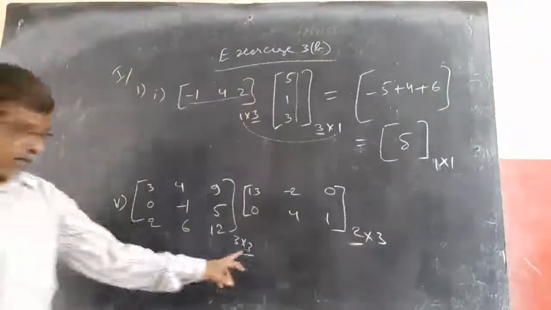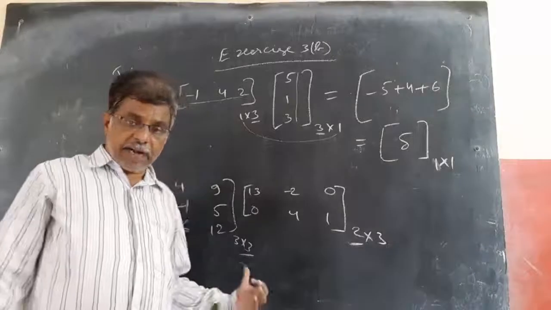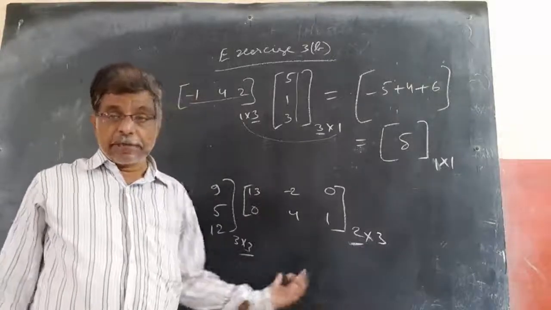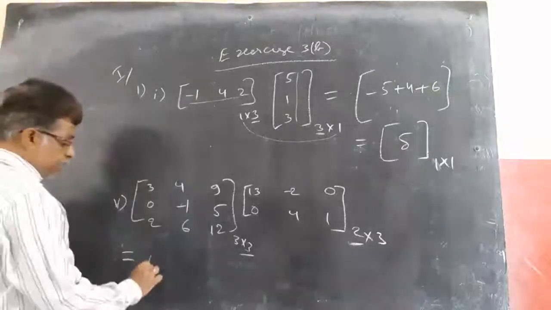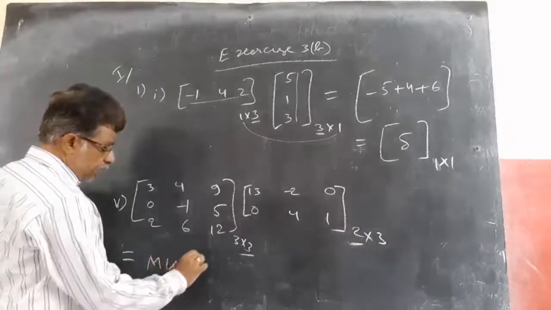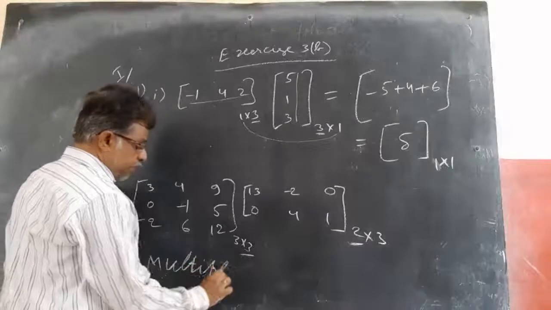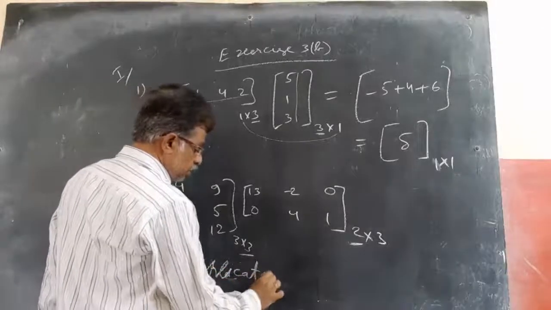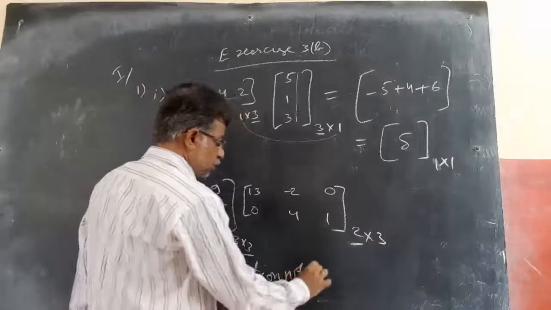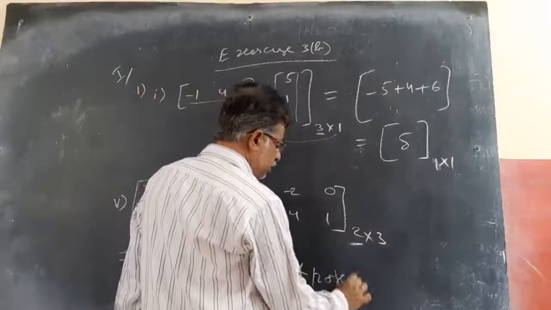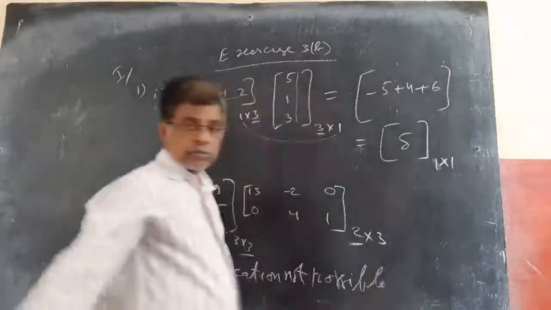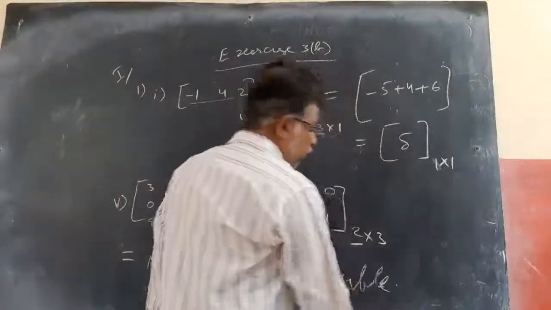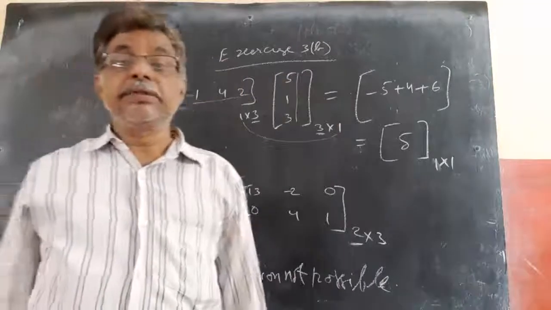The number of columns in this is 3, but the number of rows here is only 2. Is it possible? So multiplication is not possible here. Not possible in this case. Like this, we will do the first exercise sums.